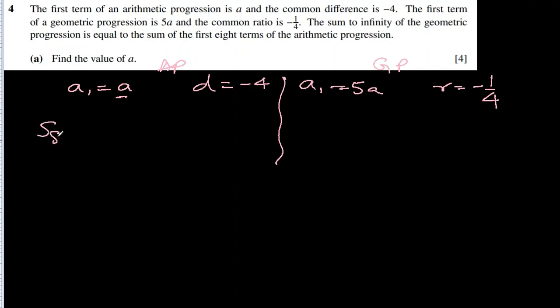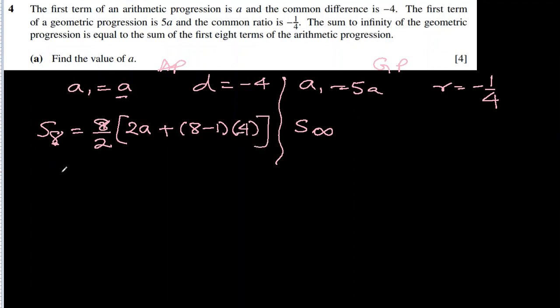So here we have to find S8, here we have to find S infinity. So S8 of an AP will be, the formula is in your formula sheet, so I'm straight away writing it: n over 2, n is 8 here, 2 times A, the first term, plus n minus 1, which is 8 in this case, and D, which is negative 4.